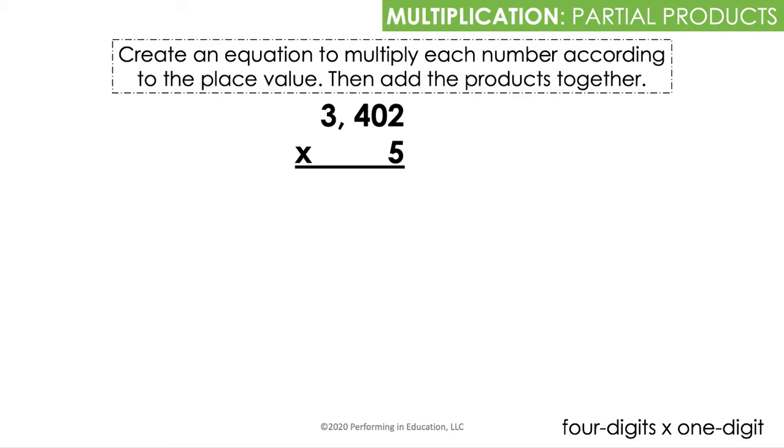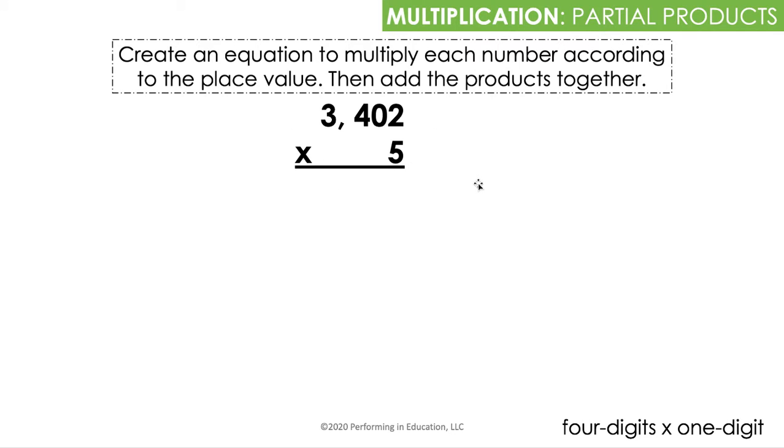Slide 14 of the blue Number and Operations digital notebook, and I'm going to go over multiplying with partial products, or multiplying when you have a larger number, 3,402 multiplied by 5. And you can't just use your math facts because you've got some bigger numbers going on.